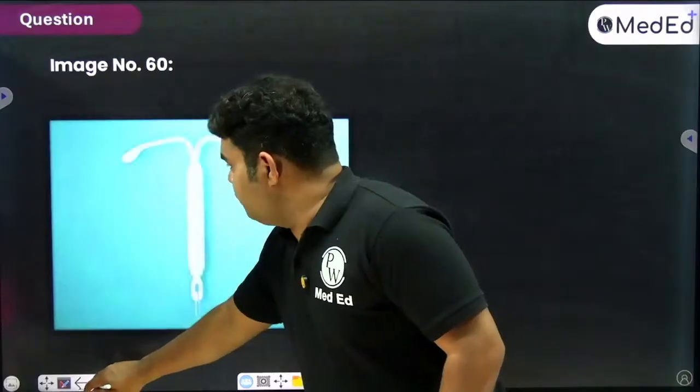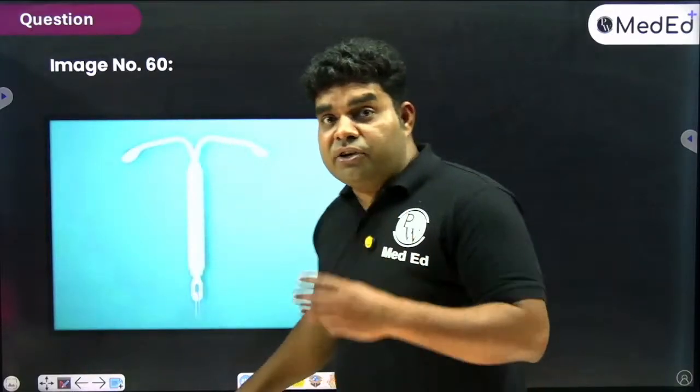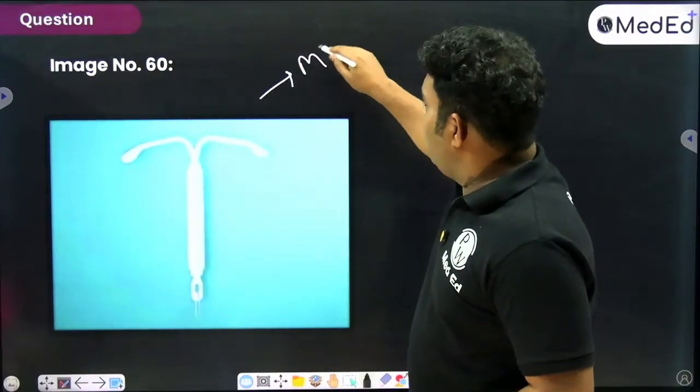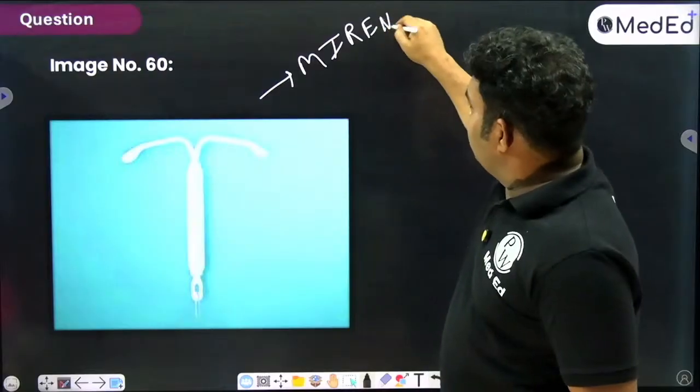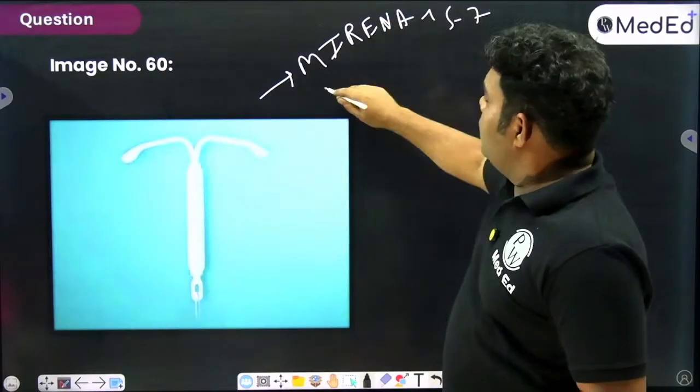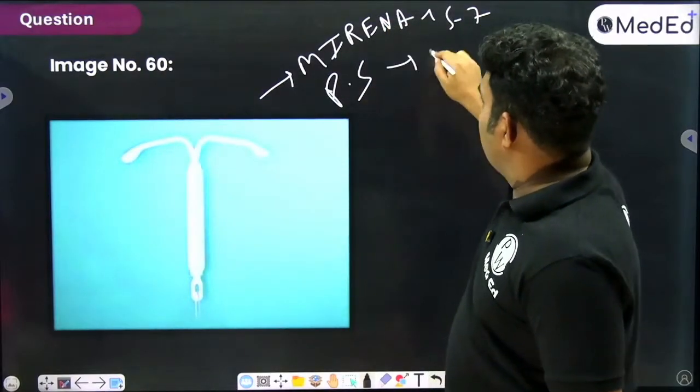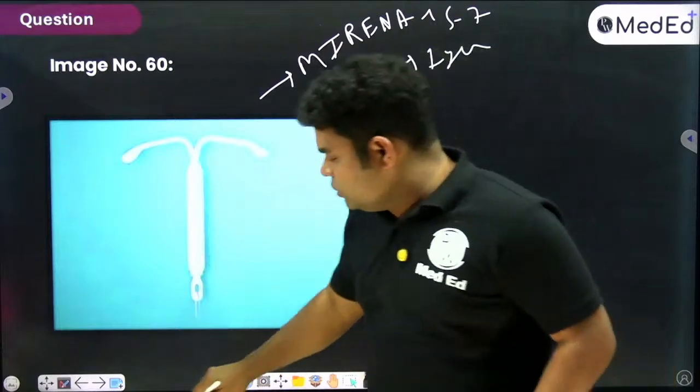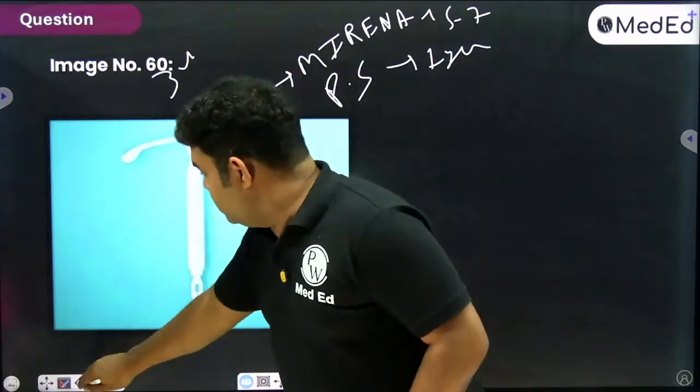But if you see plastic thing, this is third generation, which can be Mirena or Progestasert. Mirena protects for 5 to 7 years. Progestasert protects for 1 year. So these are third generation IUCD, plastic type.